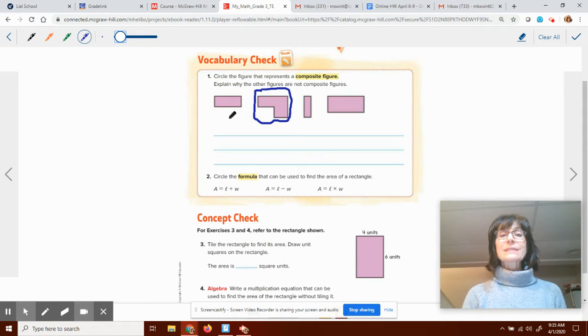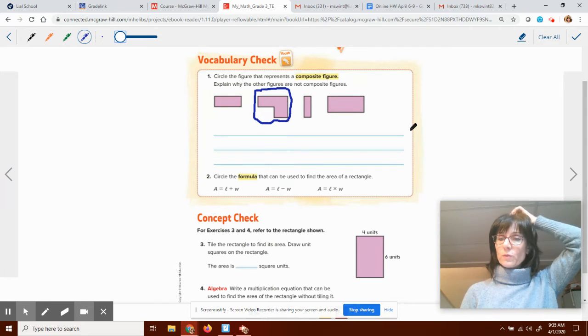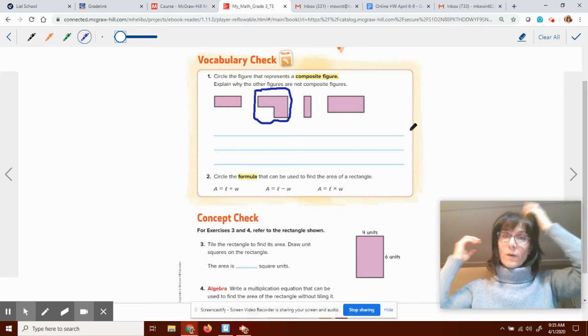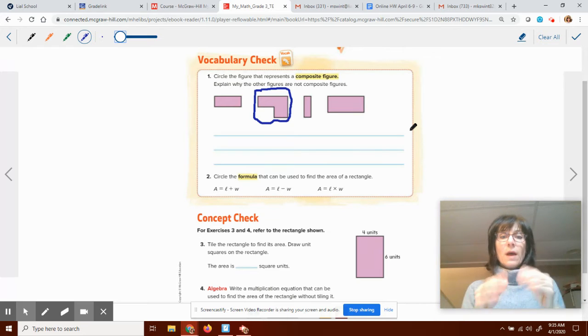Below it says, explain why the other figures are not composite figures. Well, this is a good chance for you to practice your writing skills. If you will, jot down that the other figures are not composite figures because they are made of just one rectangle. So that's what you'll be writing there. If Mrs. Swin would write this, it'd take way too much time. So I'll let you go back to that.